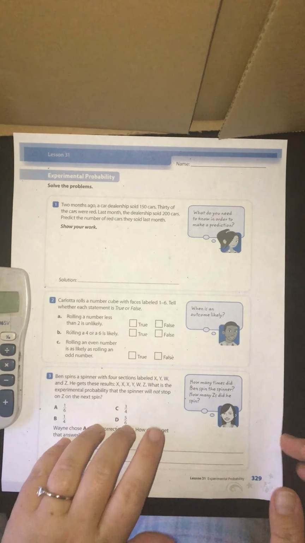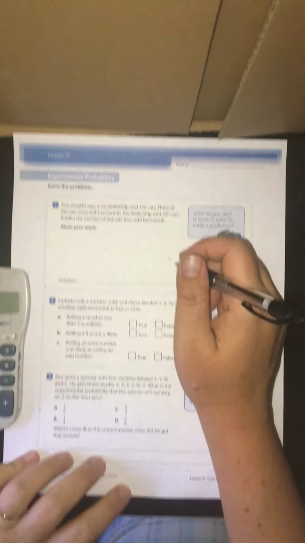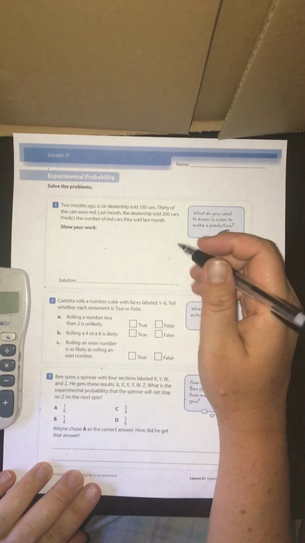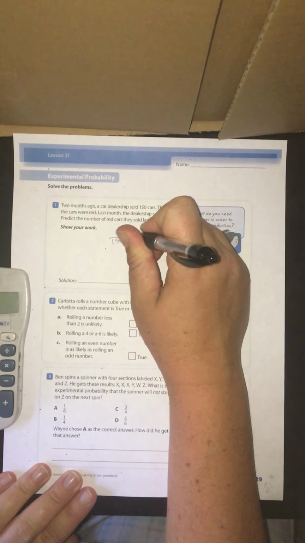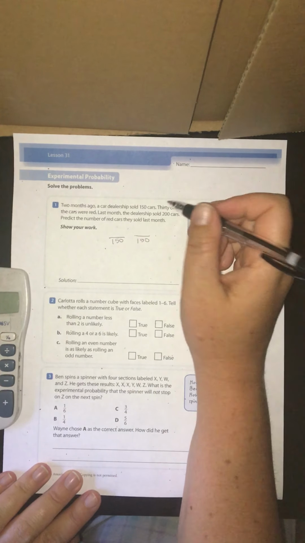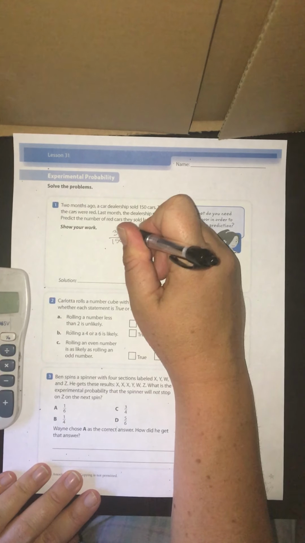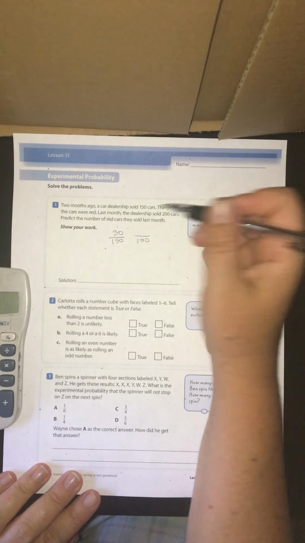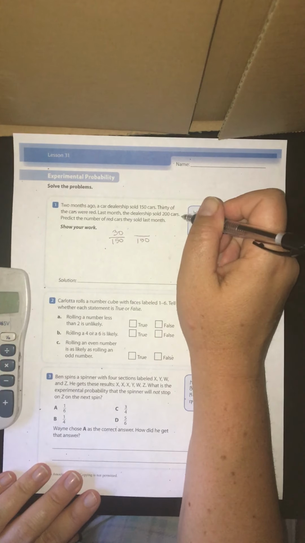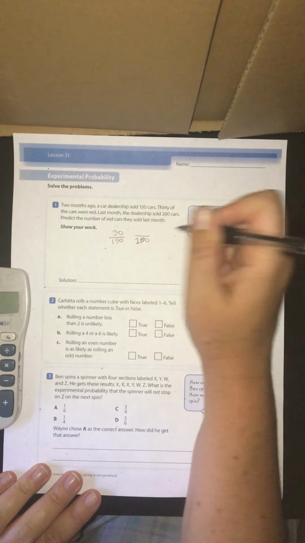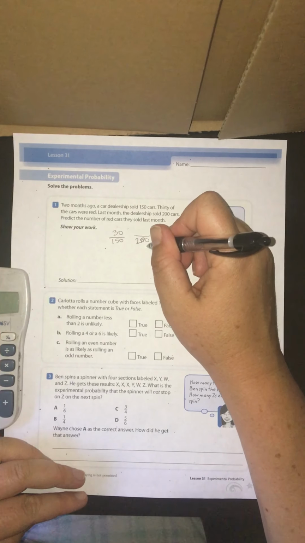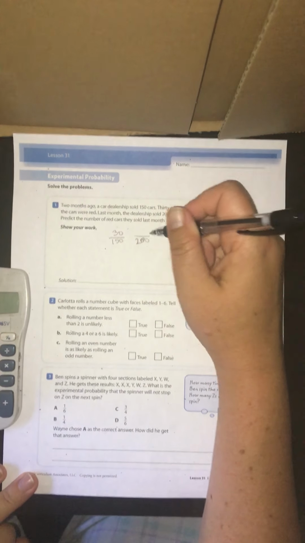All right, this is going to be page 329, 330. Two months ago, a car dealership sold 150 cars. So 150 is our bottom number. And then 30 cars were red. It says last month they sold 200. So predict how many red cars they sold last month. They wanted you to predict how it's going to be for 200.